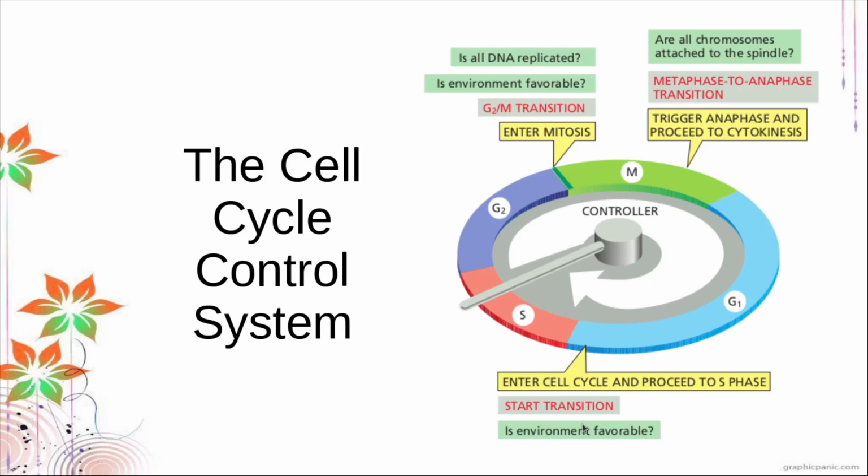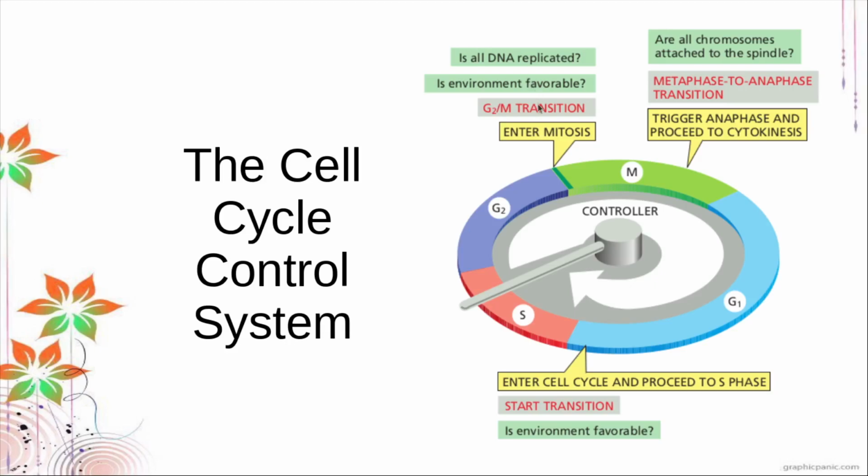So basically, that is one of the controls, or rather, the conditions that must be met for the G1 to the S phase transition. Okay, moving on, S phase, G2 phase. So another important switch is here, the G2 to M transition.